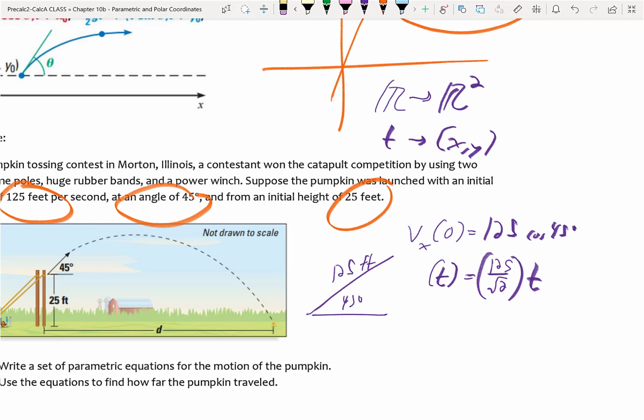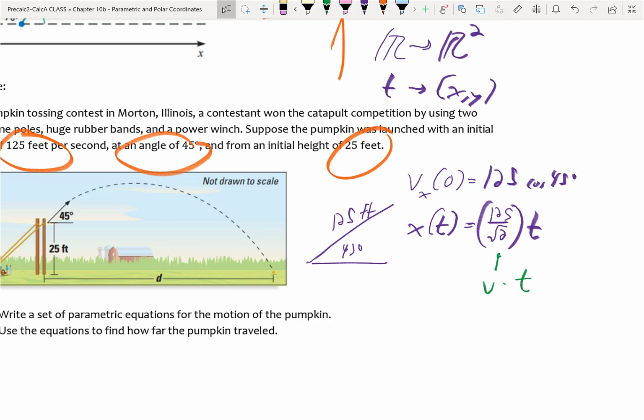Ooh, I'm actually messing this up completely. That's the position in terms of t. Now I'm better. Sorry, Hudson. Multiplying velocity times the time. Y is a little bit more complicated.